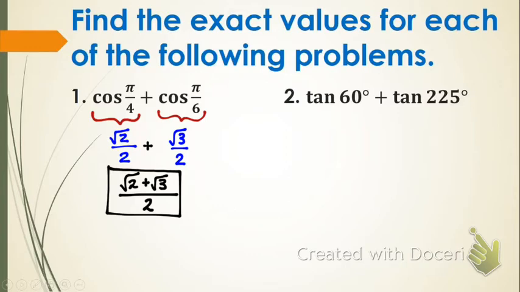Let's go look at number 2. Do you know what the tangent of 60 degrees is? Square root of 3. Drop my plus sign down here. What about tangent of 225 degrees? 1. Can I simplify it any more than that? Not without using decimals. So that would be my final answer right there. That is exact form.